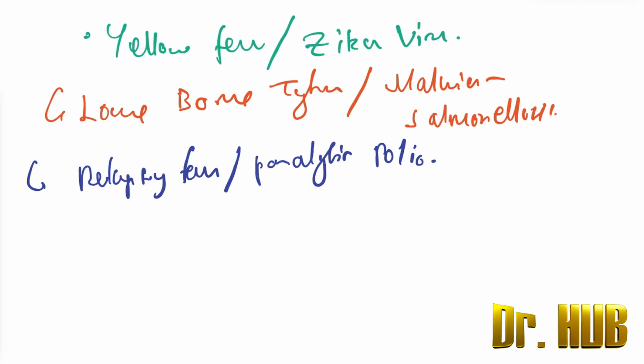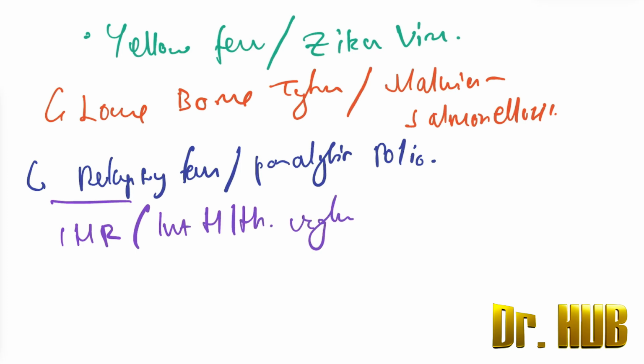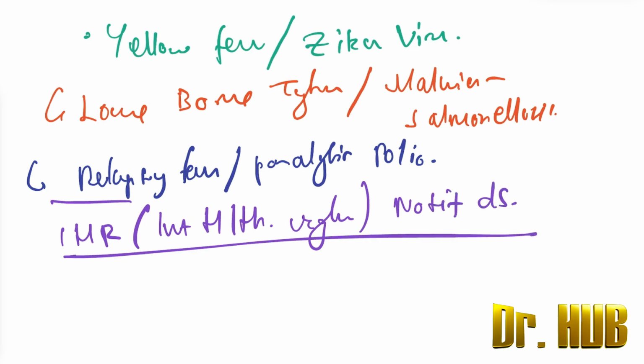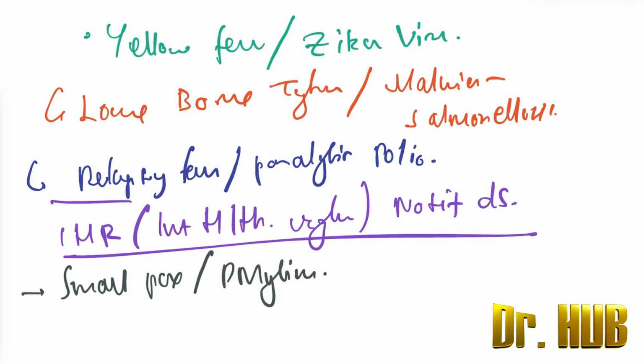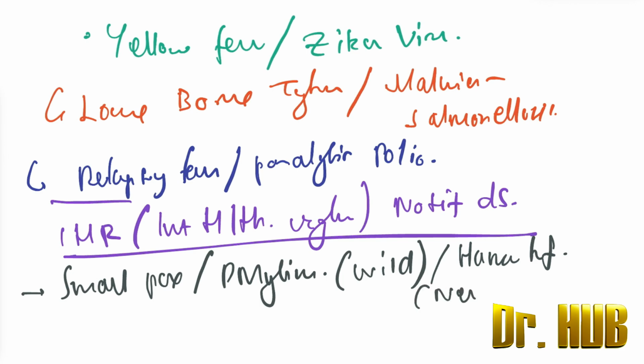Now, let's look at the IHR. IHR stands for the International Health Regulations, and this is of the notifiable diseases. So this includes smallpox. Next is poliomyelitis. This is due to the wild type of the poliovirus. Then there is also human influenza, and this is by a new subtype.